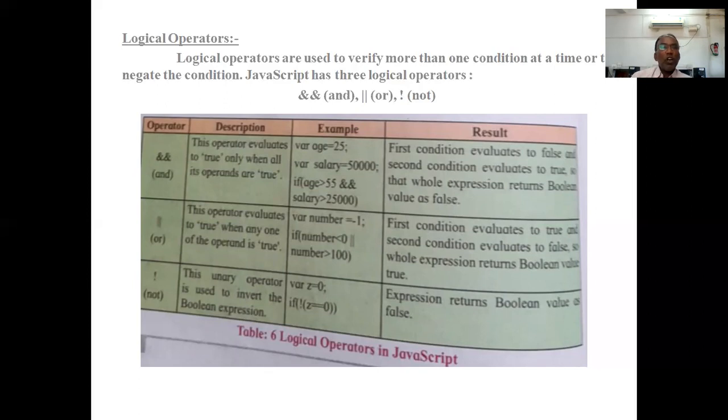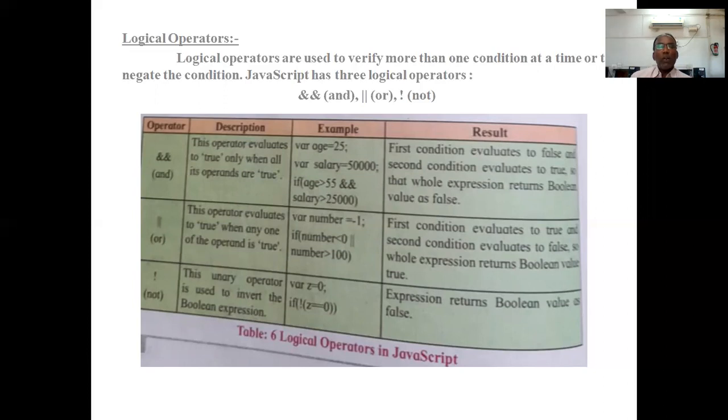Now we will see the description of AND, OR and NOT operators. So this AND operator evaluates to true only when all its operands are true. It means what it will do? It will give true, or evaluate to true, only when all its operands are true.